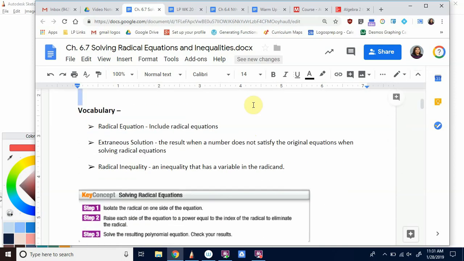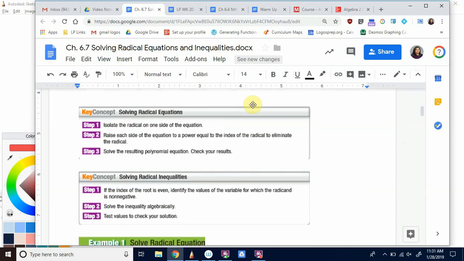So we have two key concepts, and again, I put them together for a reason. When you're solving, the first thing you do is isolate the radical to one side, and you raise both sides to whatever power the index is, and then you solve the equation for the variable, and then you take your answer and you check for extraneous solutions.